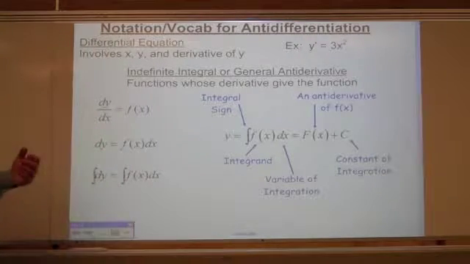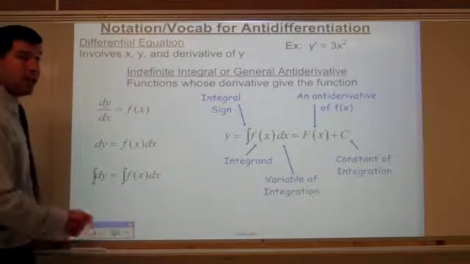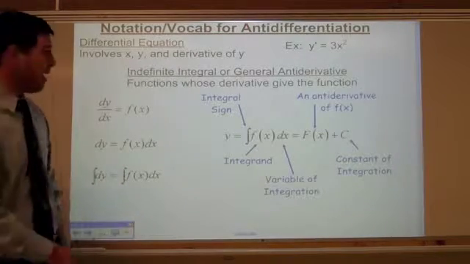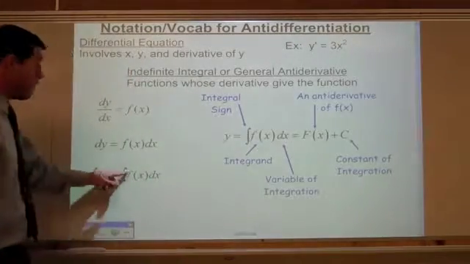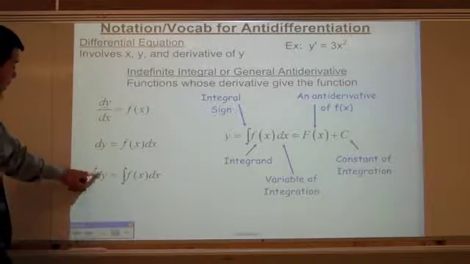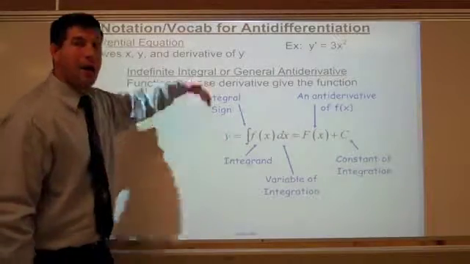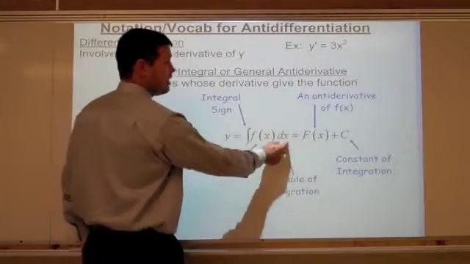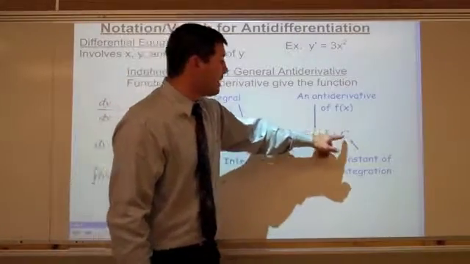Now, in order to integrate, in order to antiderive, you need the integral symbol, the integral sign, which is this little curvy sign right here. Just like a radical sign tells you to take the square root of something, an integral sign tells you to integrate or antiderive. Well, if you integrate dy, you're left with y equals. So your new function, y, your original function, is going to be the integral of f of x dx. And that's going to equal capital F of x plus c.